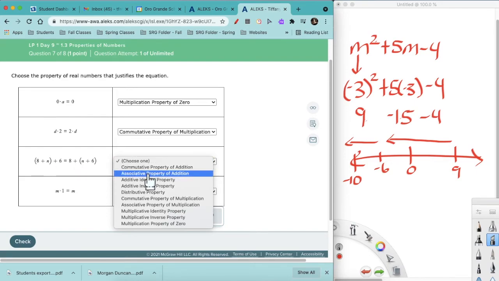We're not multiplying. So we want to do this first one. We don't want to come down here and go, oh, this one's associative too. That's of multiplication. We want addition.